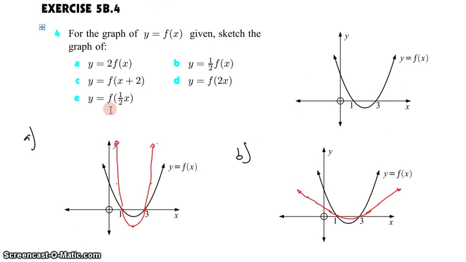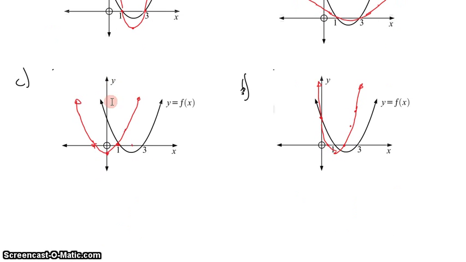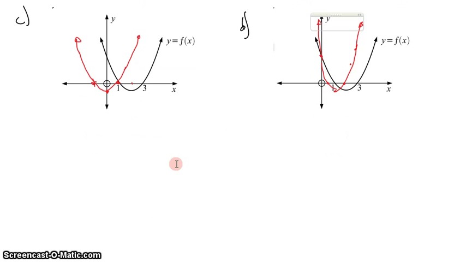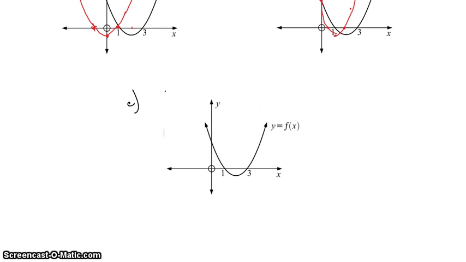And then lastly, for part E, we have f of 1/2 x. This is also a horizontal stretch. This one's going to stretch the graph outwards by twice as much along the x-axis. So that point stays where it is. This point goes out twice as far. That point goes out twice as far, and so do all the other points. And we get a much wider parabola.